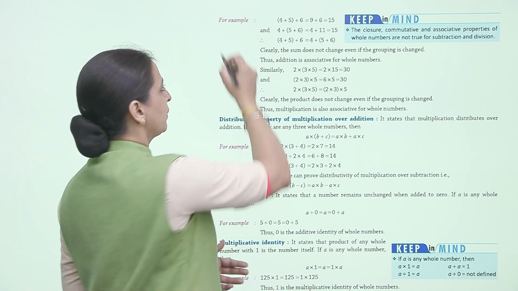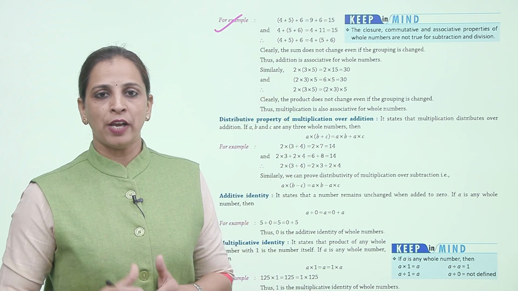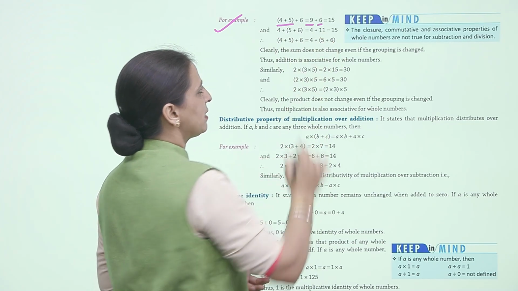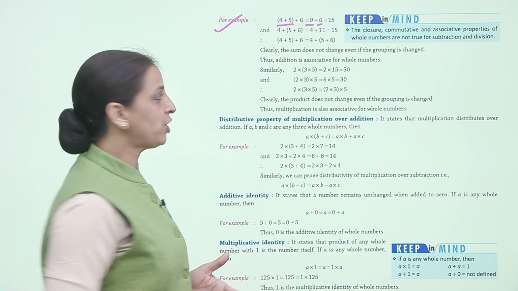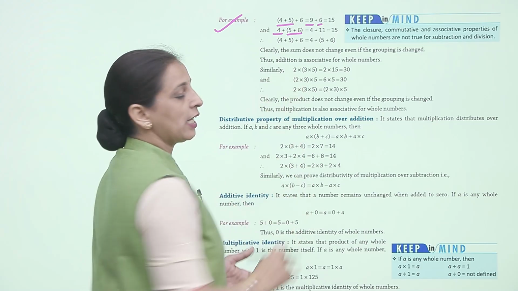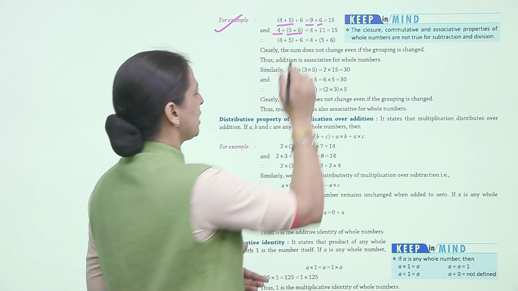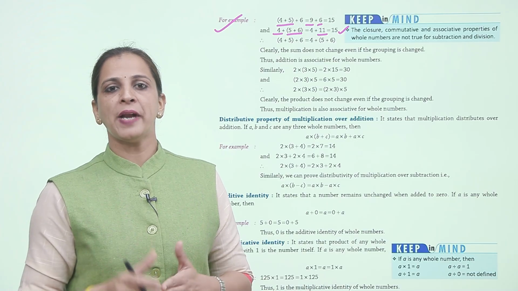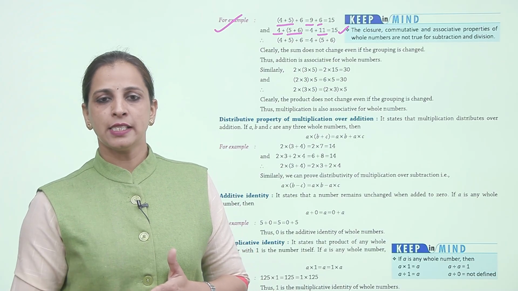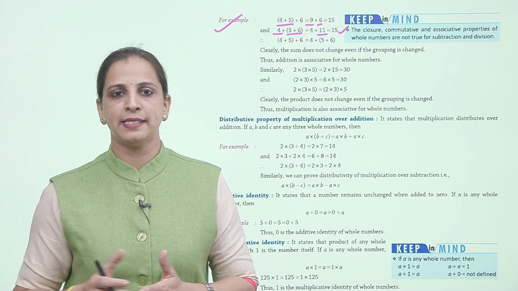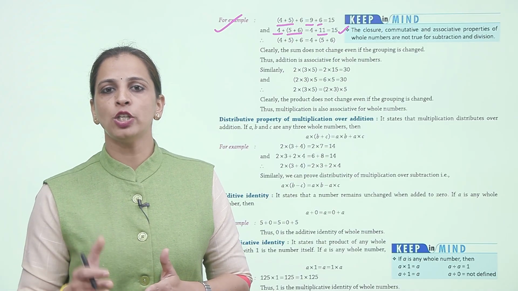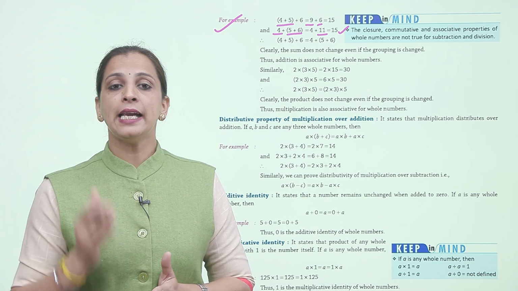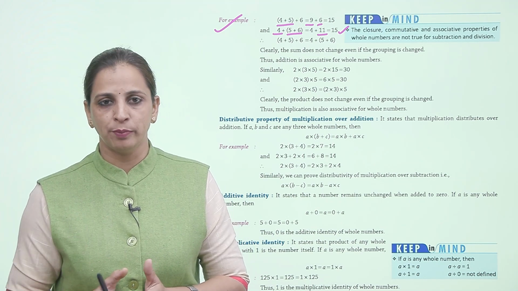For example, (4 plus 5) plus 6 is equals to 4 plus 5 is 9, 9 plus 6 is equals to 15. Grouping change की, and 4 plus (5 plus 6), that is 4 plus 11, is also equals to 15. So, (4 plus 5) plus 6 is equals to 4 plus (5 plus 6). Clearly, the sum does not change even if the grouping is changed. Thus, addition is associative for whole numbers.